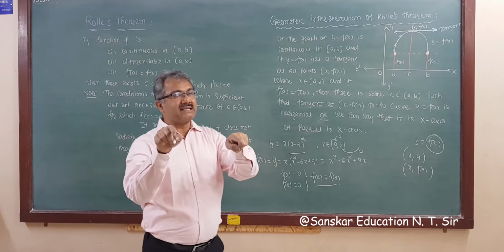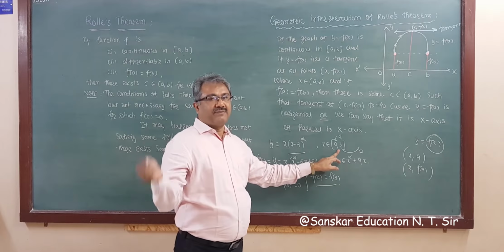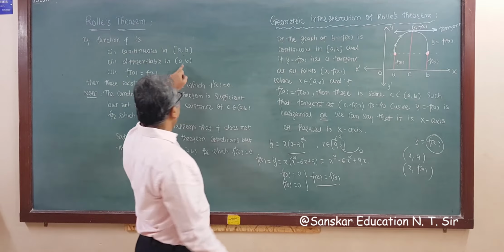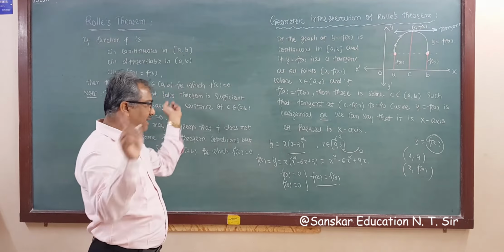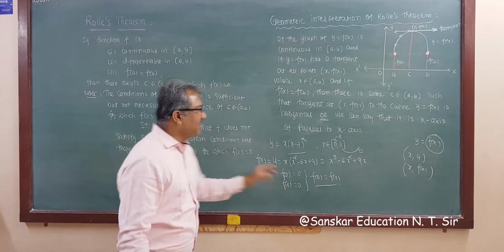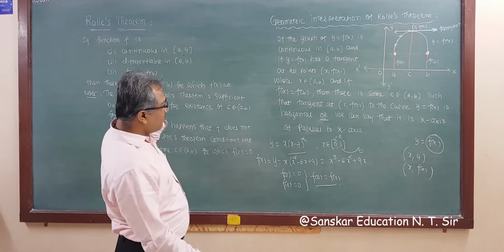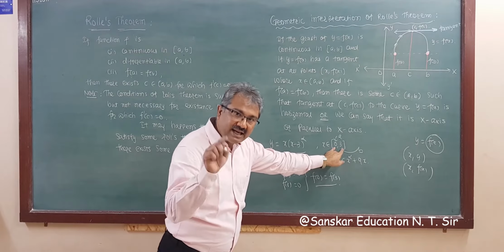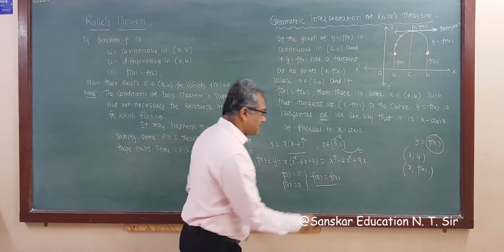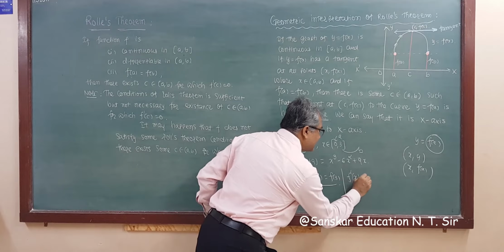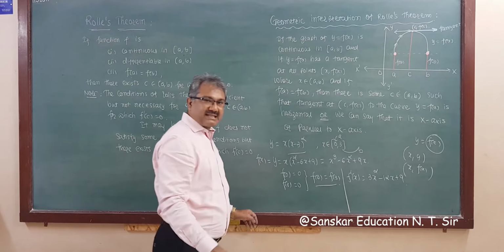That means all conditions of Rolle's theorem are satisfied. It's a continuous function in the closed interval 0, 3. f is a differentiable function in the open interval 0, 3, and f of 0 is equal to f of 3, that is f of a is equal to f of b. So there must be a c belonging to the open interval 0, 3 such that f dash c is equal to 0, which means we have to differentiate this function. y is equal to f(x) is this, so f dash x is 3x square minus 12x plus 9.